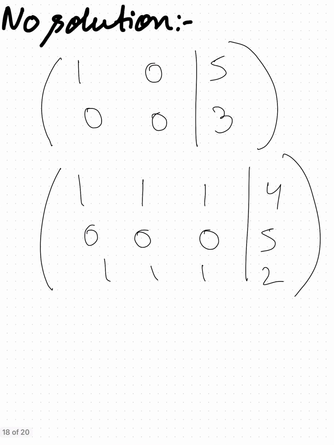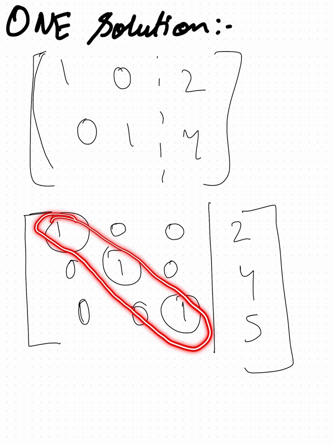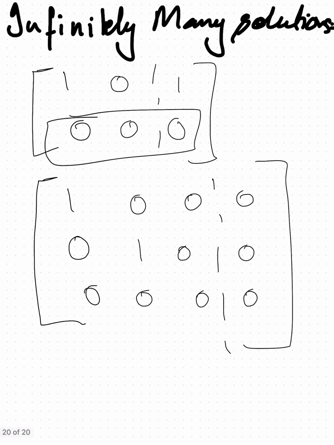So let's go over everything again. No solution: you have zeros on the coefficient side and a value on the augmented side. One solution: you have pivot points everywhere, all good. And infinitely many solutions: one row has all zeros, including the coefficient and the augmented side. That's about it.